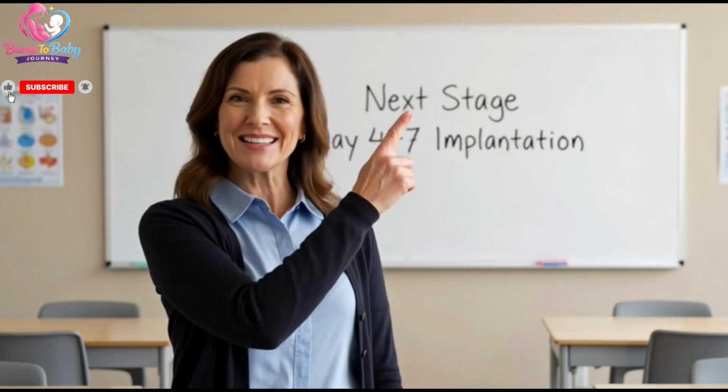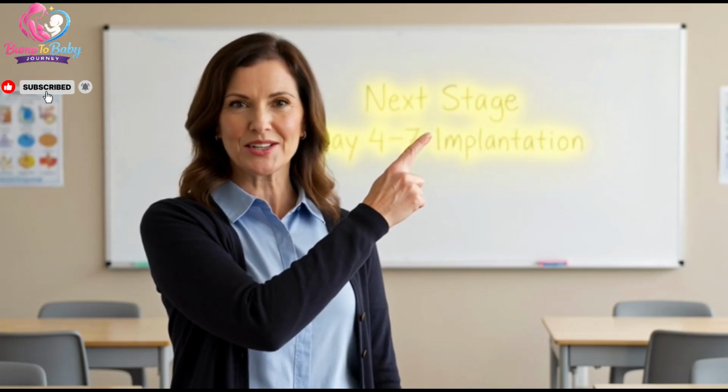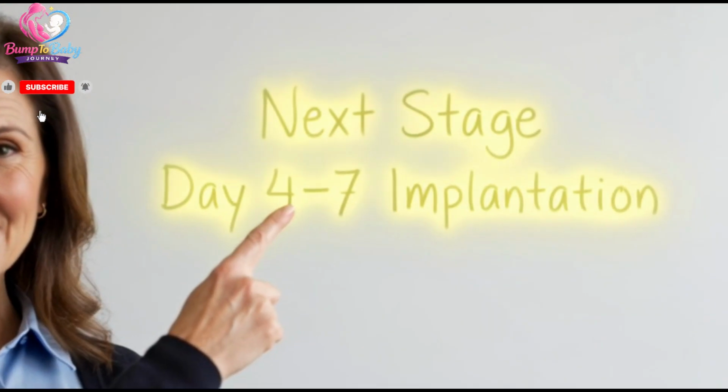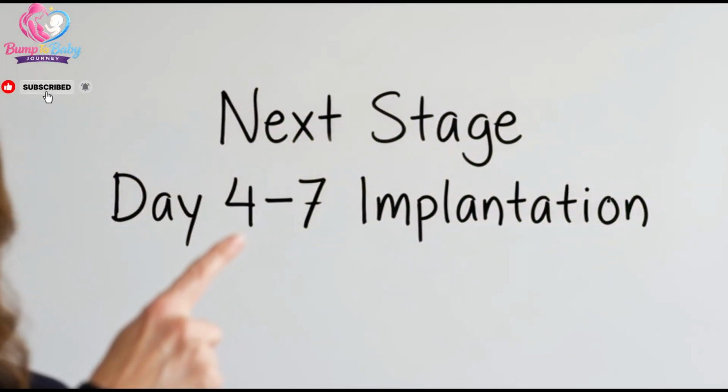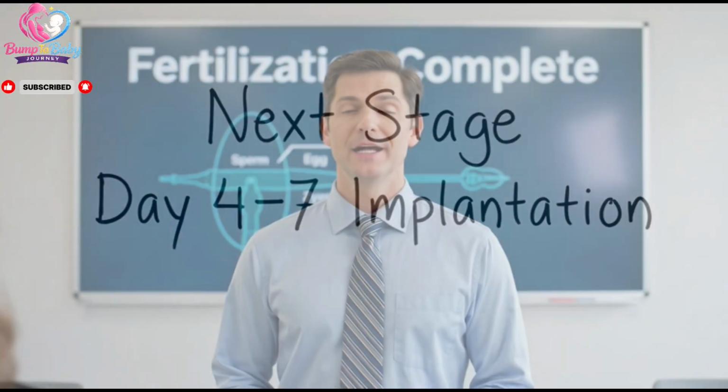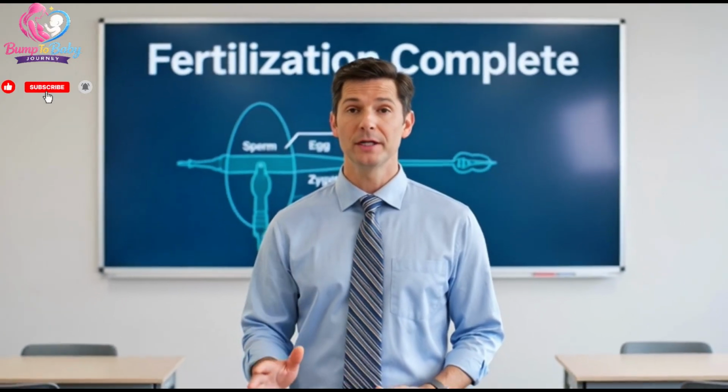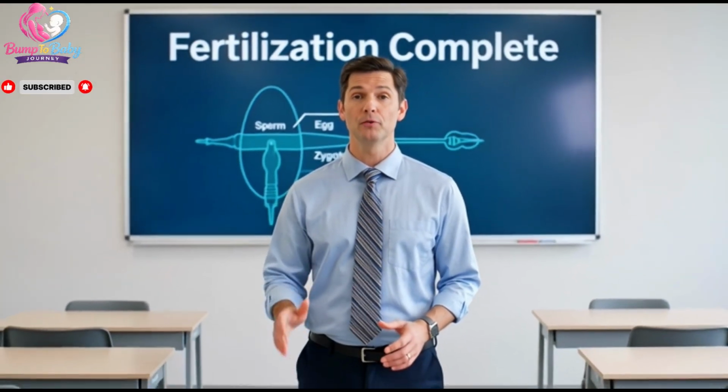Next, we move to the implantation stage, which occurs between days 4 and 7. This is a critical time for the embryo to attach to the uterine wall. In summary, fertilization is now complete. The zygote is formed and ready for the next stage.